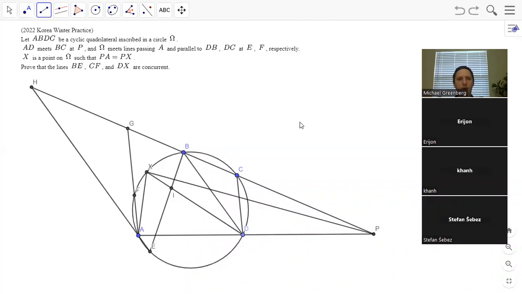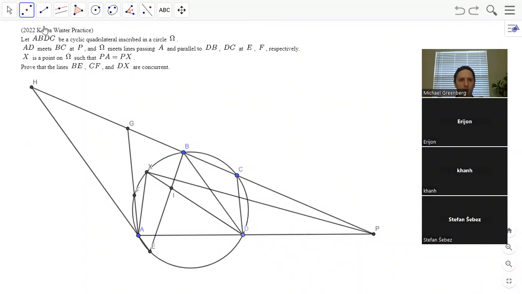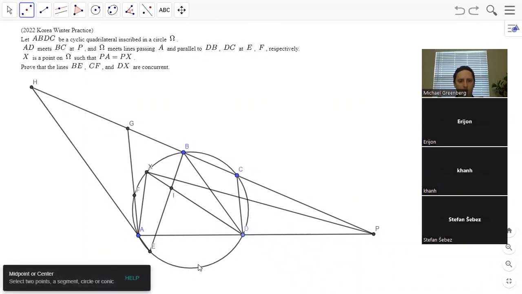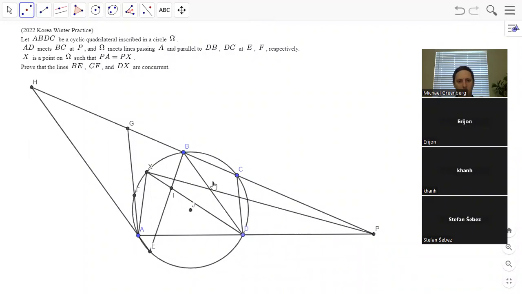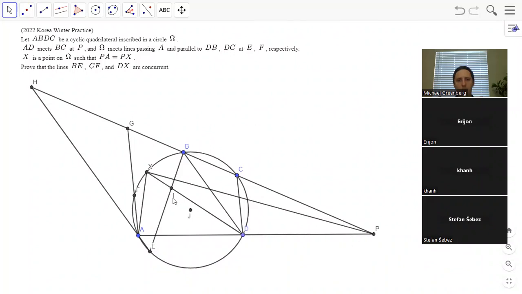Okay, so we have to use that PA equals PX. Yeah, this is an interesting one. Because yeah, it's not that clear how to use that fact. We could try drawing a center of the circle. So PJ is perpendicular to XA by symmetry.